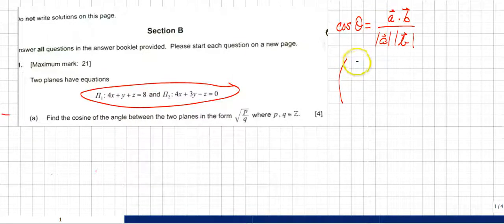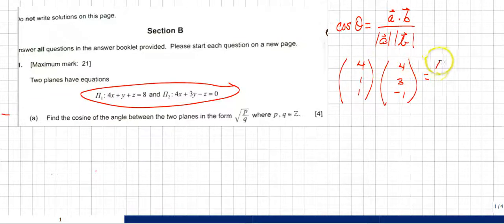So the normal to the first plane is 4, 1, 1. And the normal to the second plane is 4, 3, negative 1. So all we have to do is dot those and put those on the top. And so when you dot, you just multiply and then add respective components. So 4 times 4 is 16, 1 times 3 is 3, 1 times negative 1. Add it all up. 19 minus 1 is 18. So that's what goes on the top.